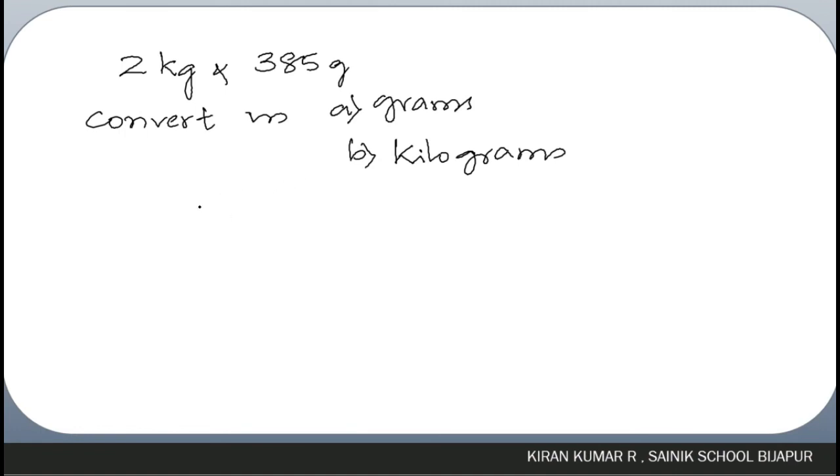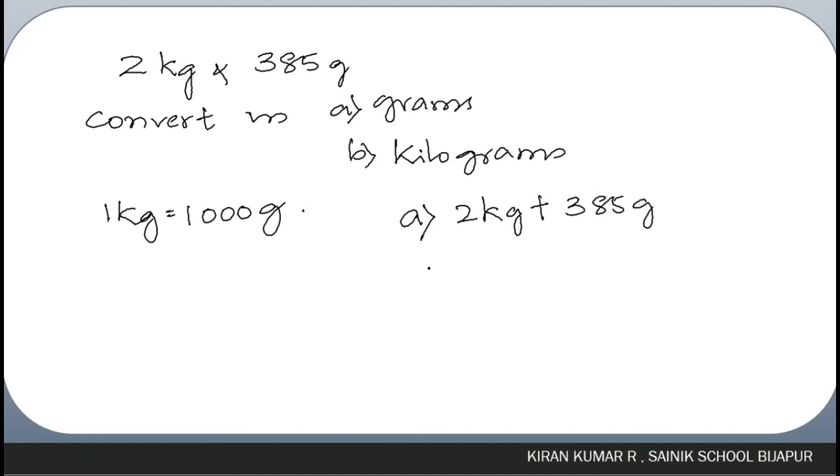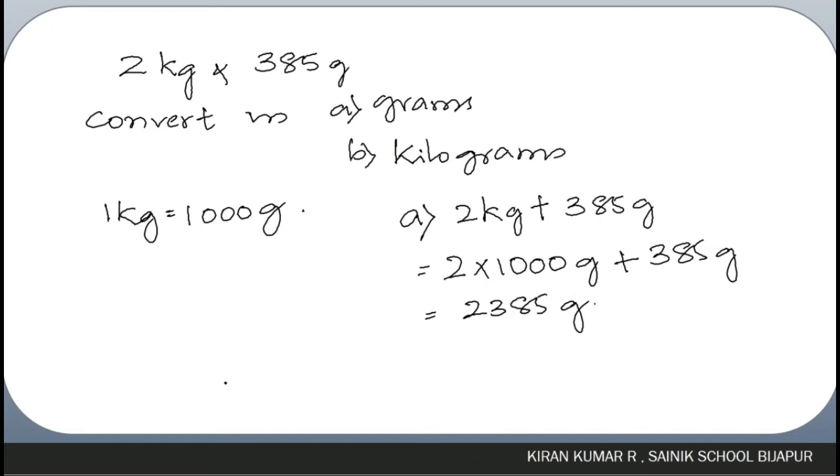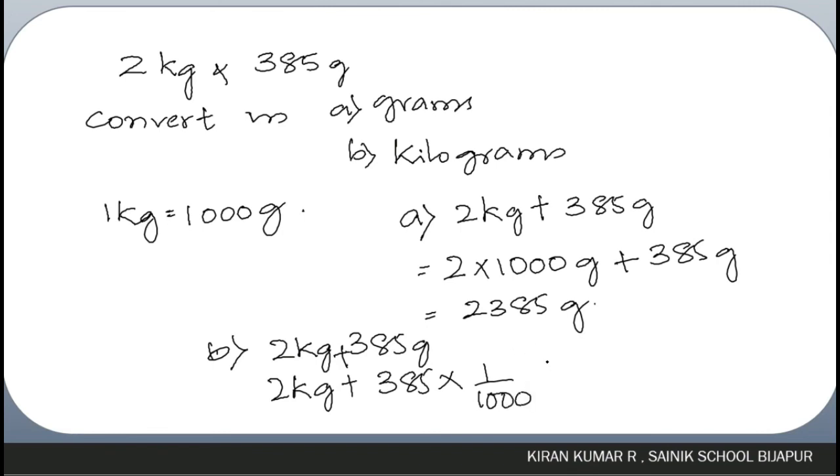To convert in terms of grams, we know that 1 kg is 1000 gram. So for the first one, 2 kg plus 385 gram, I can convert this kg in terms of gram just by replacing kg with 1000 gram plus 385 gram. On simplification, we get 2385 grams. If I want to convert in terms of a kilogram, I need to convert this 385 gram in terms of kilogram. So 2 kg plus, I should multiply this with 1 by 1000 kg. This will be 2.385 kg.